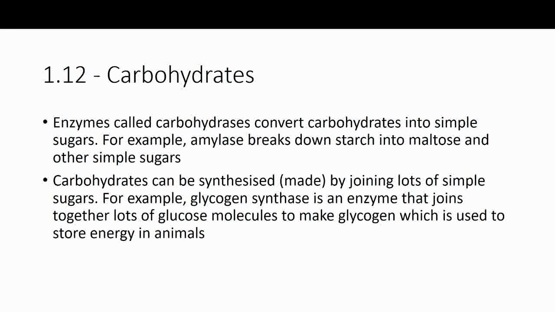Enzymes called carbohydrases convert carbohydrates into simple sugars. For example, amylase breaks down starch into maltose and other simple sugars. Carbohydrates can be synthesized by joining lots of simple sugars. For example, glycogen synthase is an enzyme that joins together lots of glucose molecules to make glycogen, which is used to store energy in animals.